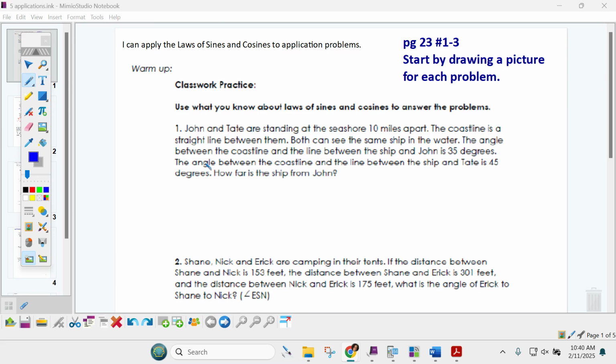Okay, so let's draw this. John and Tate are standing 10 miles apart. So I'll say here's John, here's Tate, this is 10 miles. The coastline is straight. There we go, I drew a straight line between them. They can see the same ship out here in the water.